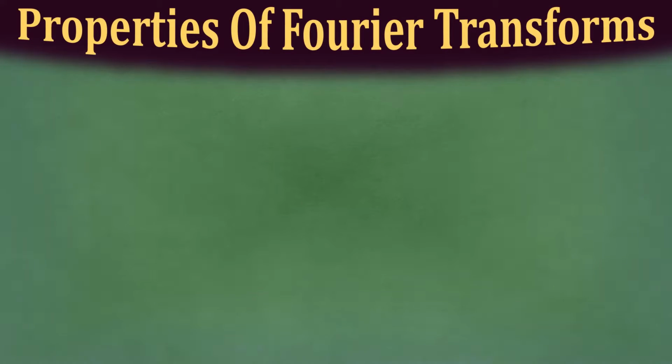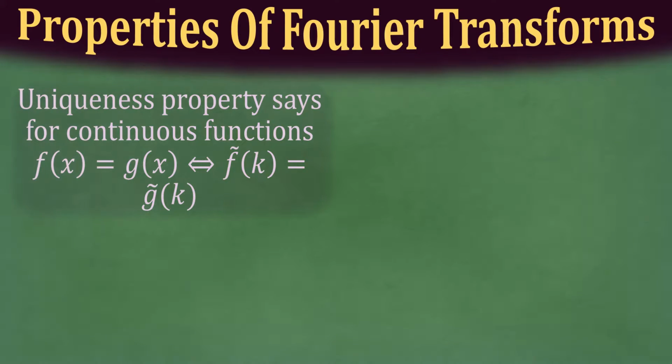Now, let's discuss the properties of the Fourier transform. We have the uniqueness property, which says for continuous functions, f of x equals g of x if and only if f tilde of k equals g tilde of k.